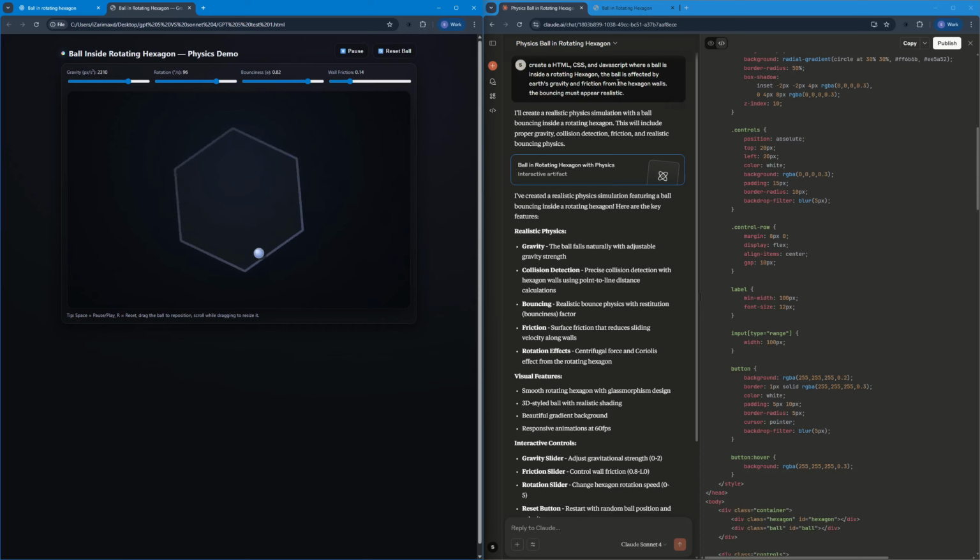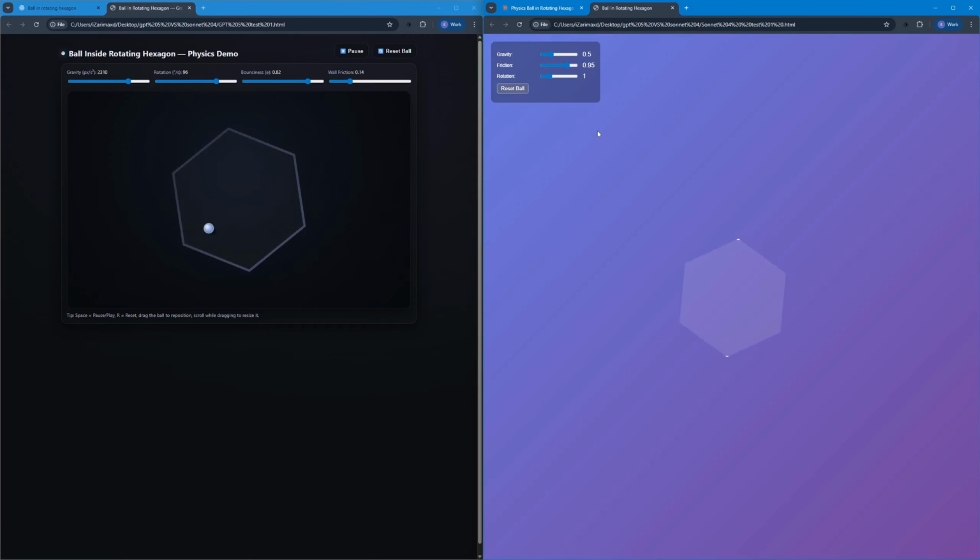Now, on the other hand, Sonnet 4 built this one for us. And if I reset the ball here, you can see the ball falls off of the hexagon. I think these results are not accurate. I think Sonnet 4 loses in this one.